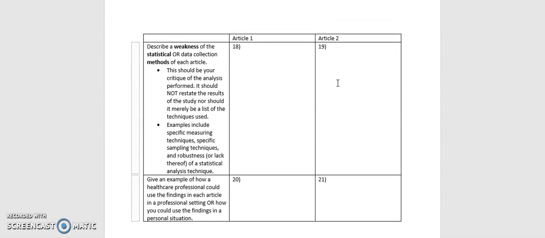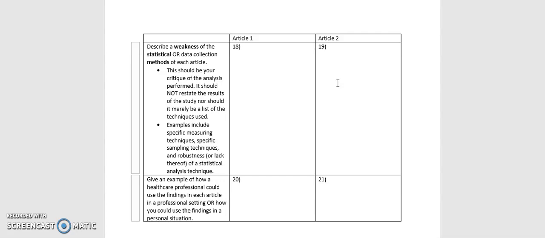I know 18 and 19 ask you to describe a weakness of the statistical or data collection methods. So this is when you say, oh, well, this statistical technique was used, but we have to be careful with that technique because it requires this assumption, which might not be met. Things like that. Again, you don't want to just state the results of the study or list a bunch of techniques. And the examples are the same as far as what could constitute a weakness.